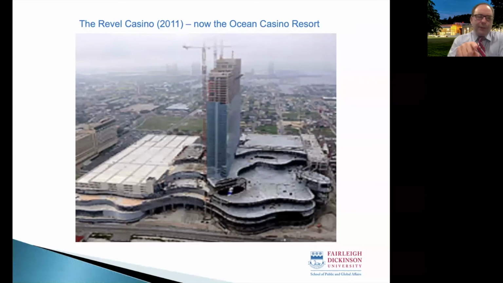Now, what you see before you is the Revel Casino in Atlantic City in 2011. And as you can see, it was unfinished at the time. It was unfinished because investors had simply run out of money. And holding the mortgage on that was Morgan Stanley. And there were a lot of people in New Jersey, in Atlantic City, who wanted to get that project going again. And to get it going again, they would have to sell it to investors.